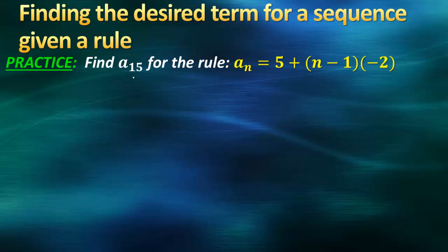Okay, so now let's say we're given a rule, which you guys should know now is like a function, and you have to find the desired term for a sequence. So you'll be asked to find a sub 15 for the rule a sub n equals 5 plus (n minus 1) times negative 2.